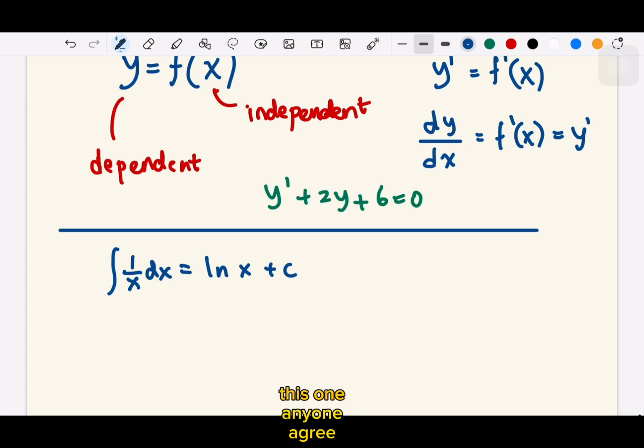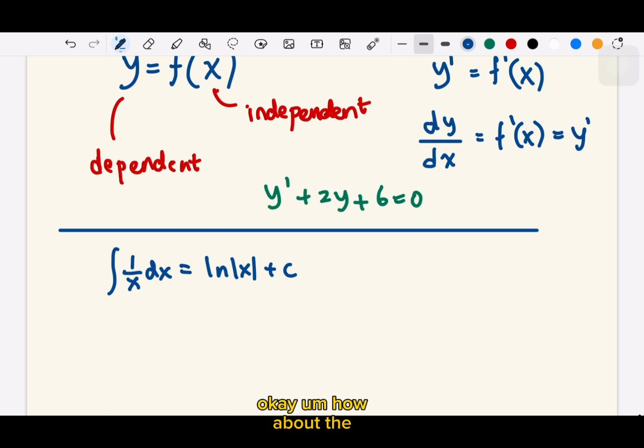Anyone agree? Is there something missing? Yes, yes. This is small stuff, but it's actually significant. So don't forget this. Yeah, the absolute value.